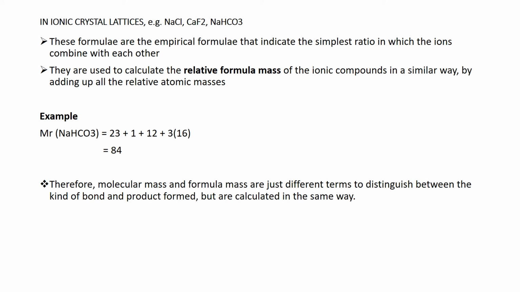So formula mass is for ionic bonds. If there is an ionic bond, then we call it a formula mass. And molecular mass is used when we have a covalent bond. So that is the only difference between formula mass and molecular mass. They are basically the same thing, but formula mass is for ionic bonding and molecular mass is for covalent bonding.